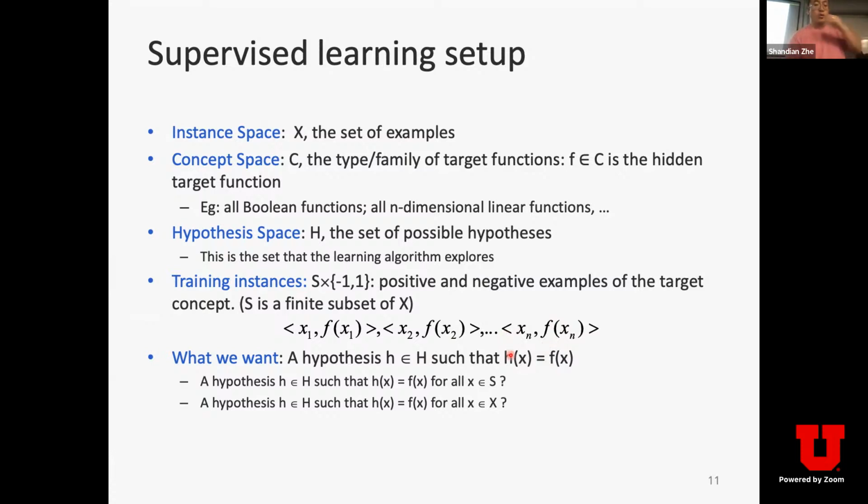But we'll see that later. This is the most ideal case. In most cases, you cannot arrive at that point. But at least during the training, we want to find a hypothesis such that the predictions made by our hypothesis on the training instances are consistent with the labels given by the ground truth function.